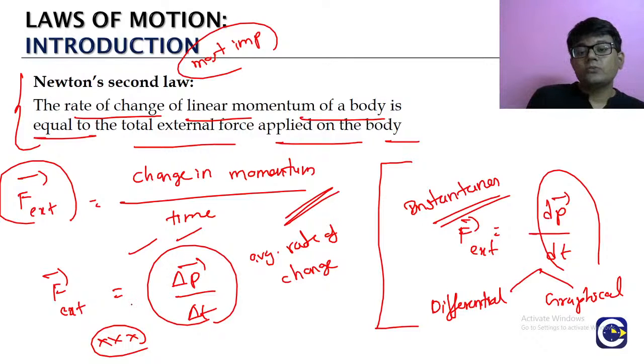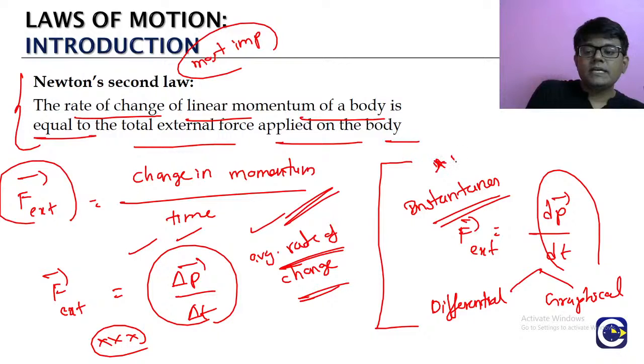So what is a constant force? The way we say constant velocity means velocity which has the same magnitude and same direction, similarly, constant force means a force which has the same magnitude throughout and also the same direction. In that case, the average rate of change also can be used. But otherwise, we'll be more interested in the instantaneous rate of change of momentum. That is going to give us the external force acting on the body at that instant.